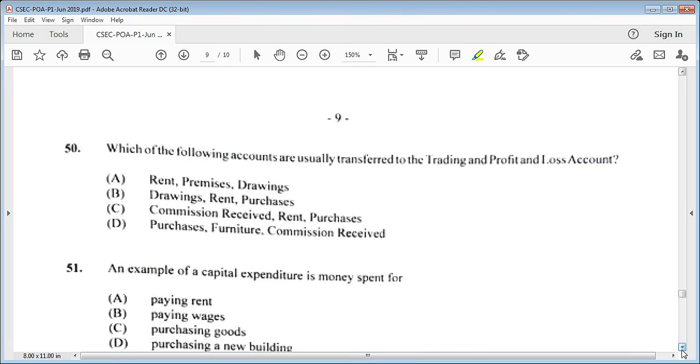C. Commission received, rent, and purchases. So our answer would be C. Let's move on to 51.